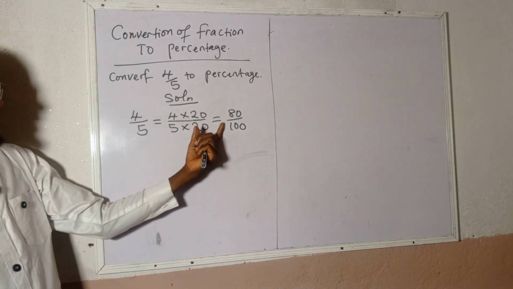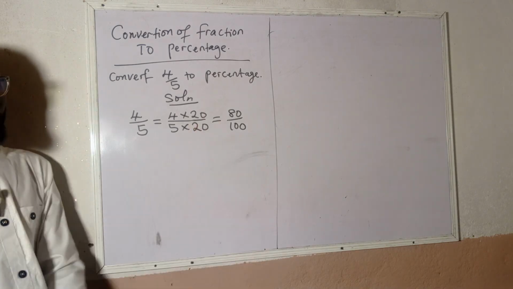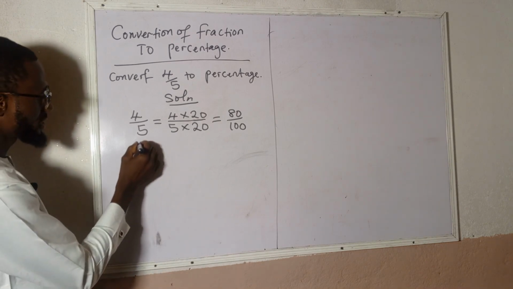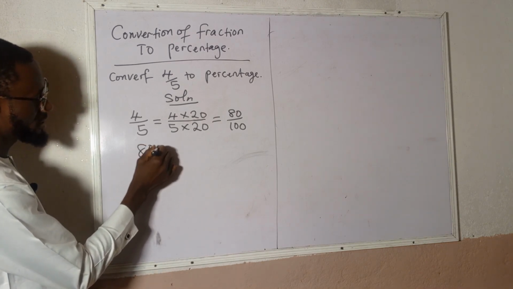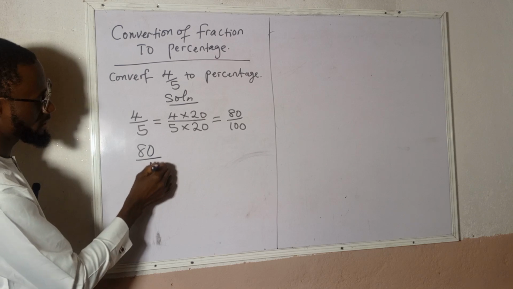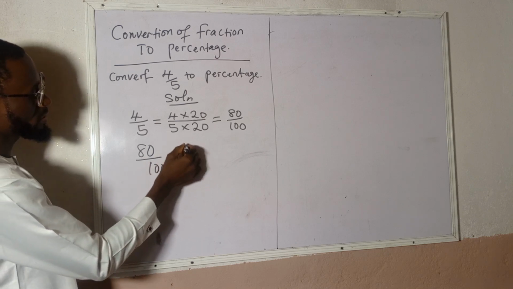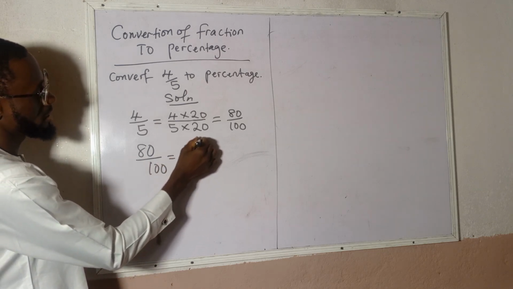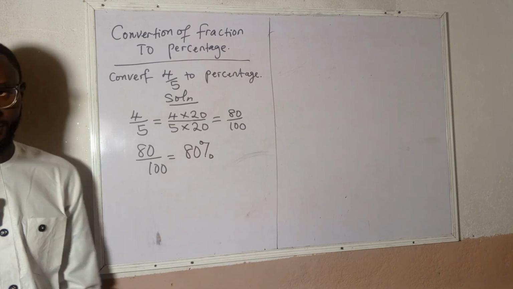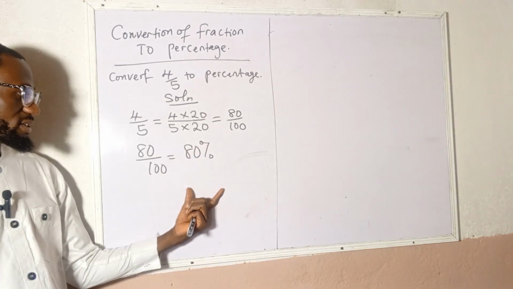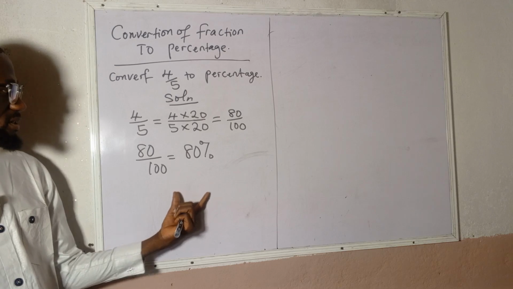Then any number all over 100 means percent. Therefore 80 all over 100 is equals to 80%. Now we have converted this one into 80%.